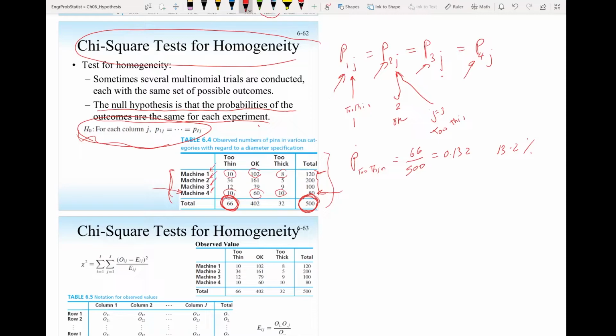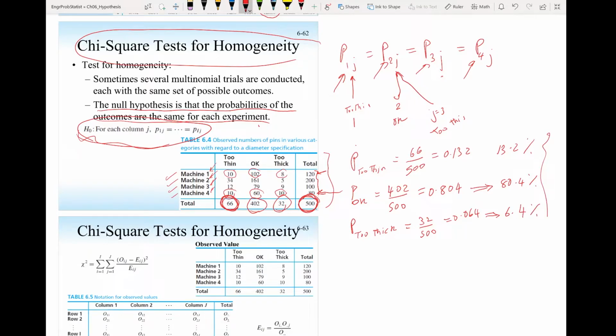And if the null hypothesis is true, that probability should be the same for all machines. And the probability of okay will be the total for O2 out of 500, and this should be 0.804, and that's equivalent to 80.4%. And probability of too thick, there are 32 out of 500. So this should come to 0.064 or equivalent to 6.4%. And if you add all these percentages, you should get 100%.